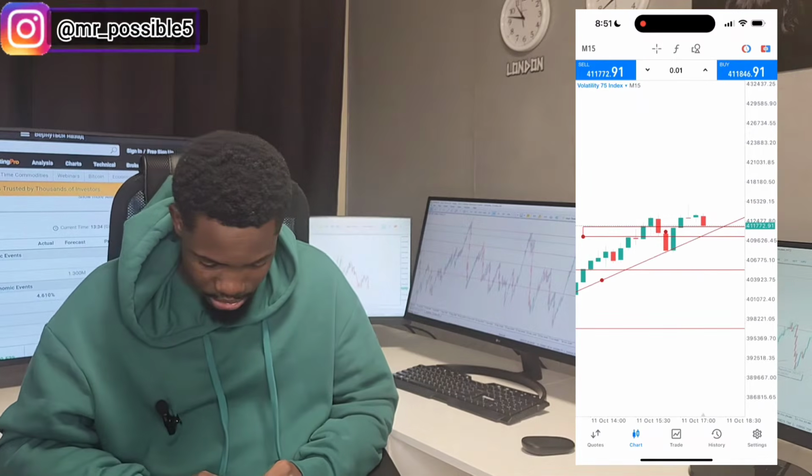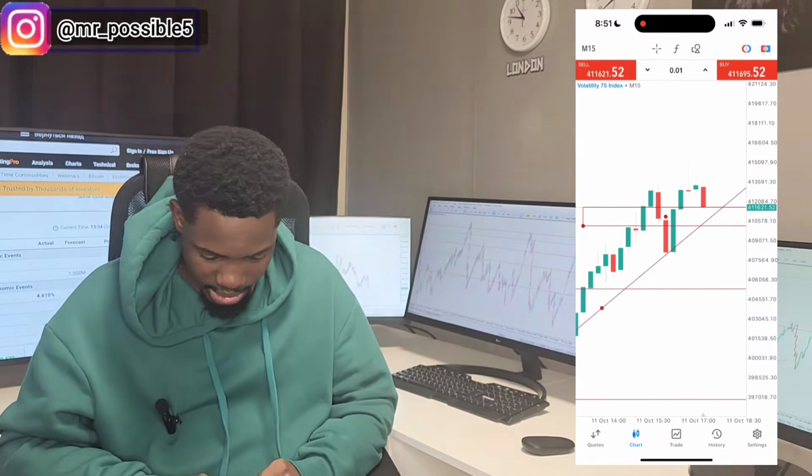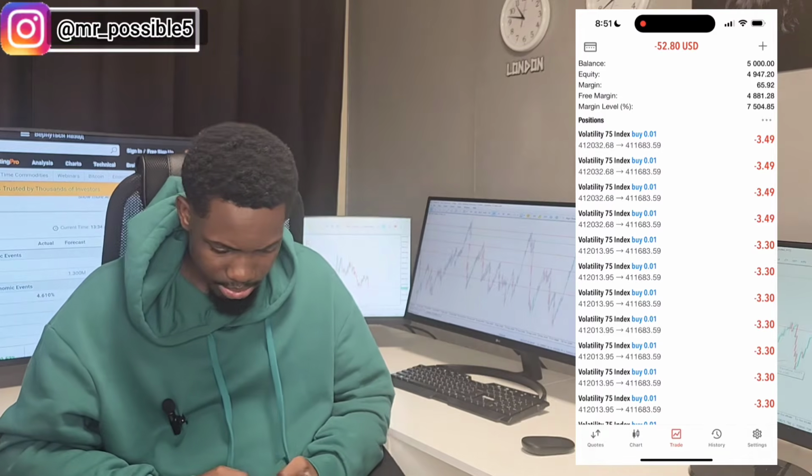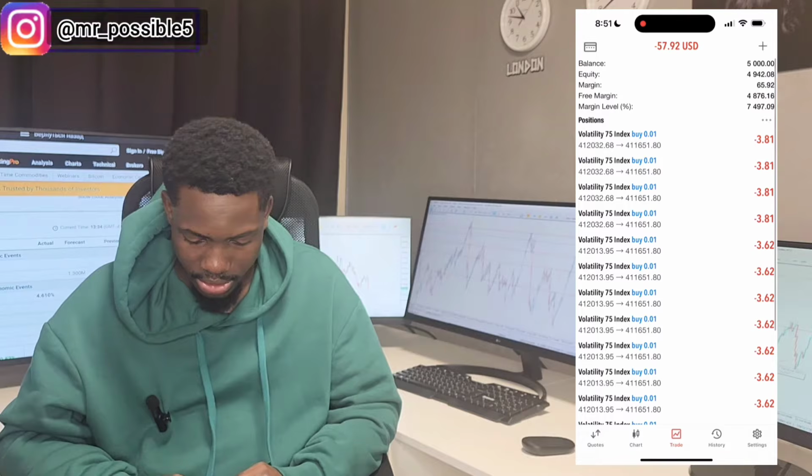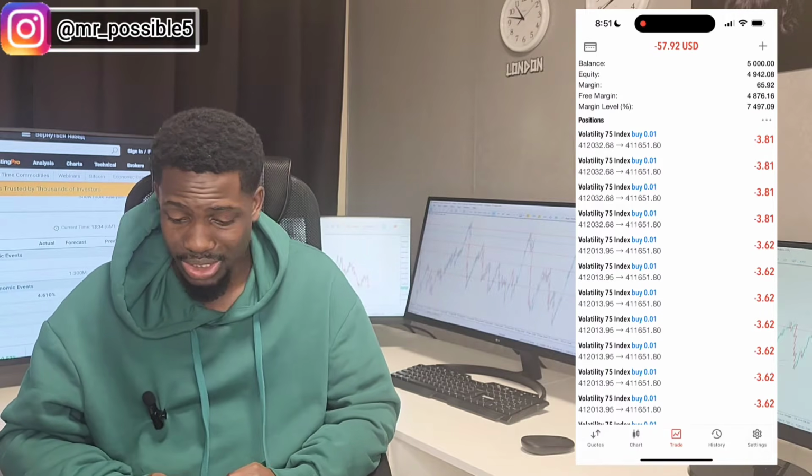Okay, I don't know why it's not showing yet, possibly network or something. Boom, it's showing now at this particular spot. So now this is what we're having. You can see all of these trades. We're using just 65 margin.